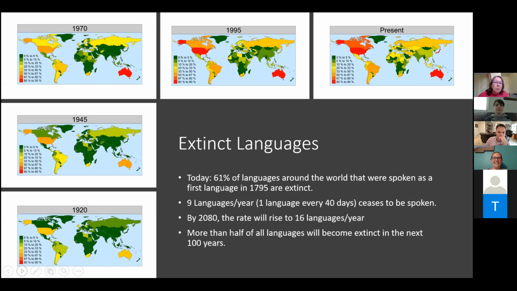If we move up 25 years, you can see that in the United States, Australia, and Alaska, that did jump to the kind of bright orange. 50 to 67% of those languages are endangered. You can kind of see the progression as we move up to 1970.